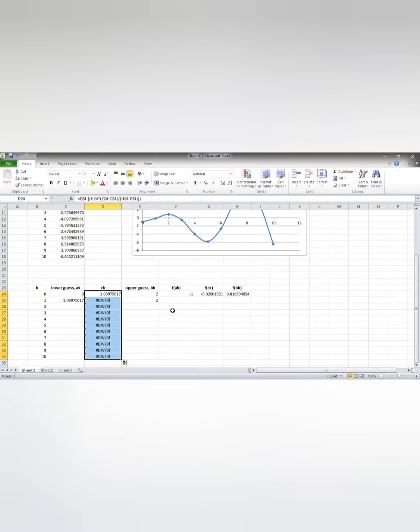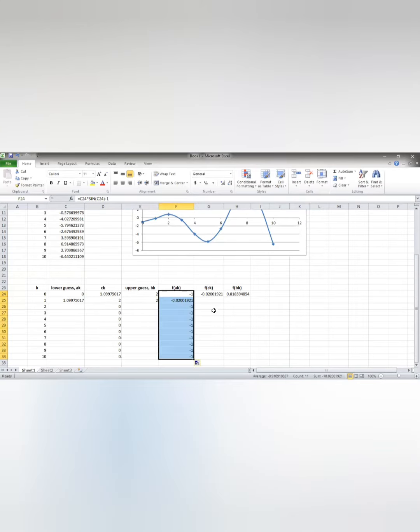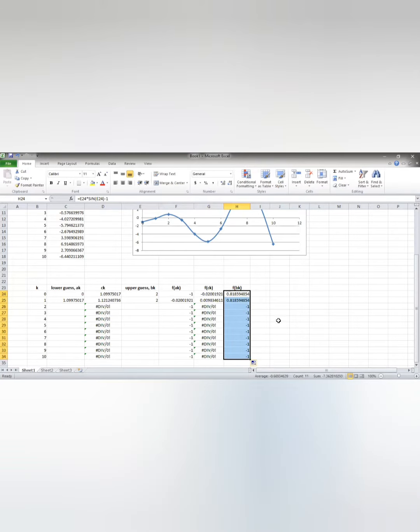You can drag this up to the 10th iteration, but you have to be careful because we need to check the sign of the function. So here again, they have opposite signs, so our next lower guess value will be equal to a, then our upper value will be c.